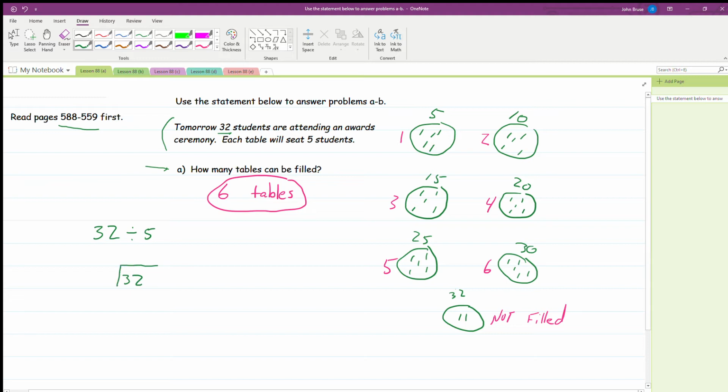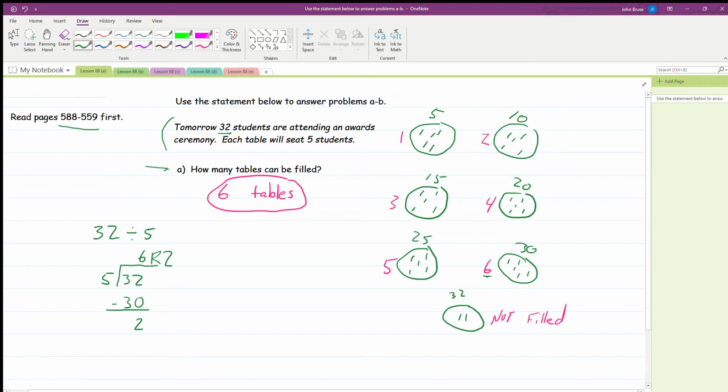I'm using my lines to help guide me. And I know that from doing this thing here that there's 6 tables filled. So 6 times 5 is 30. 7 times 5 is 35. That's too much. So we're going to go ahead and put 6 here. 6 times 5 is 30. And we're going to subtract, and we're left with 2. So the answer to 32 divided by 5 is 6, remainder 2.